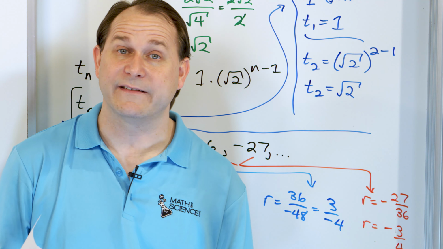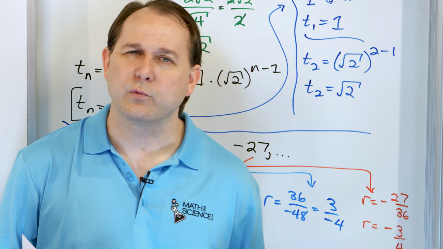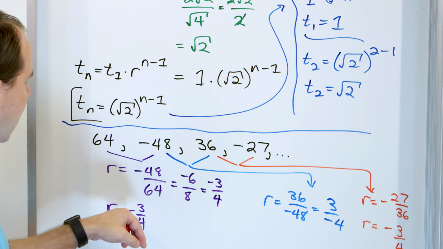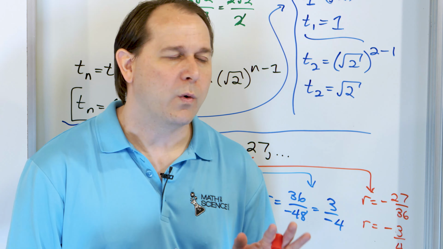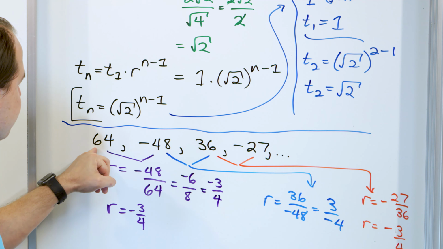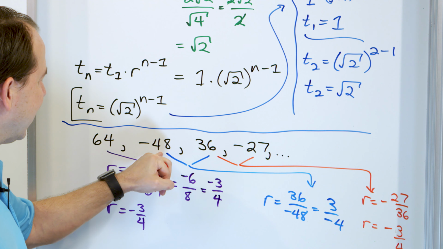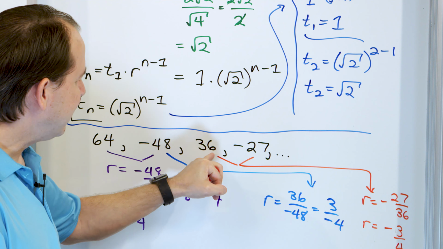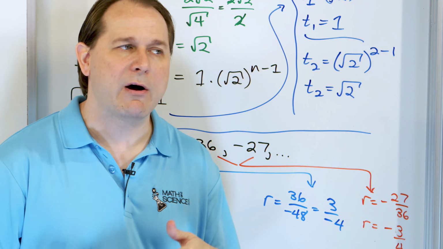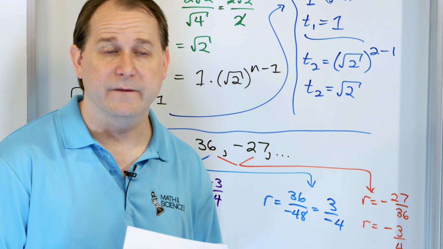It doesn't look like it has the same common ratio. The reason it doesn't really jump out at us as much is because the common ratio, not only is it negative, but the common ratio is a fraction. So what we're saying is, if you take this and multiply by negative 3/4, you're going to get this. If you take this and multiply by negative 3/4, you'll get that. Now, I'll leave it to you to verify, but that's what it means, okay?